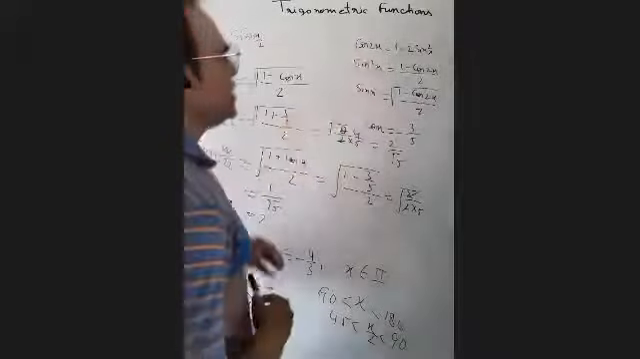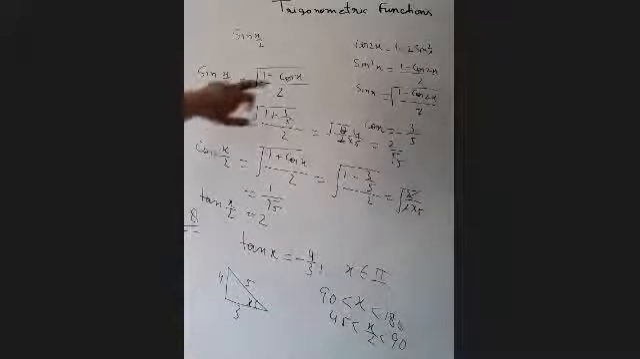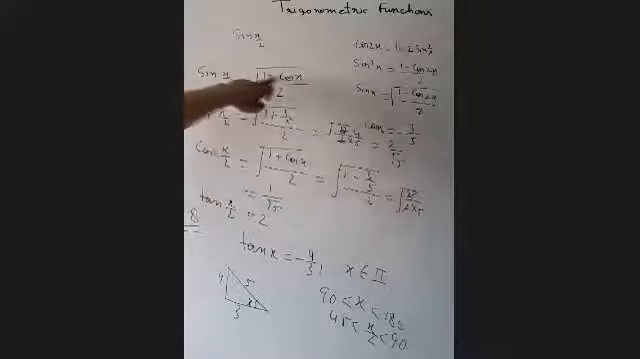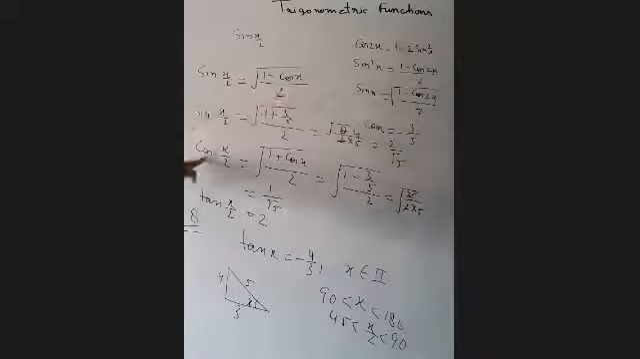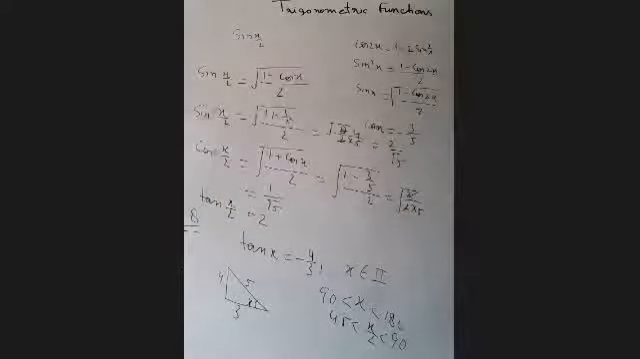Cos 2x has 3 formulas: 1 minus 2 sin square x, 2 cos square x minus 1, and cos square x minus sin square x. You have to use whichever formula we need. We have used 2 formulas for finding the value of sin x by 2 and cos x by 2. Sin x by 2 will be root of 1 minus cos x upon 2. Cos x by 2 will be root of 1 plus cos x upon 2. After getting these 2 values, we divide and get the value of tan x by 2.